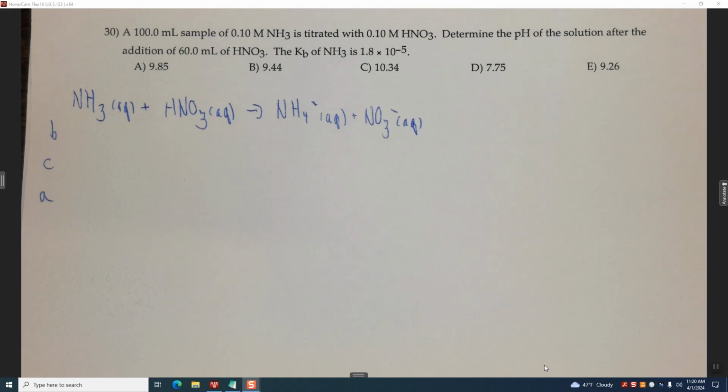In the previous example, in question 29, we had a strong acid and a strong base. So they simply just neutralize each other.